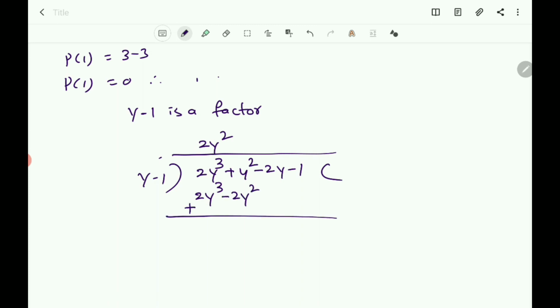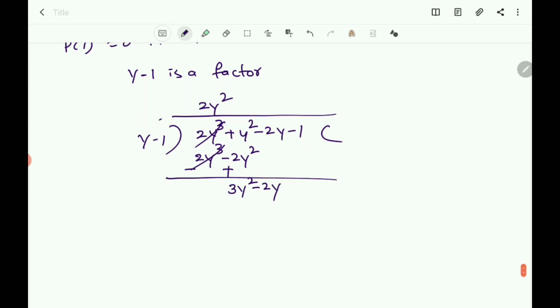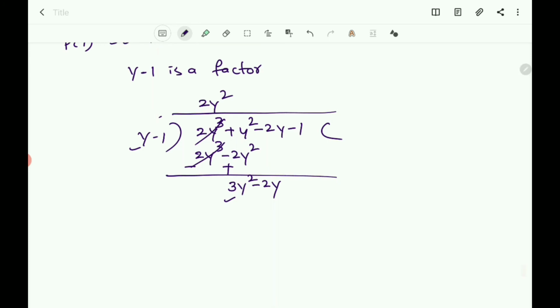Then change the sign here, that becomes minus 2y cube, plus 2y square. 2y cube minus 2y cube cancels, y square plus 2y square is 3y square minus 2y. Next, here it is 3y square. Here y is there, so you multiply y by 3y. So it is plus 3y. y into 3y is 3y square, and minus 1 into 3y is minus 3y.